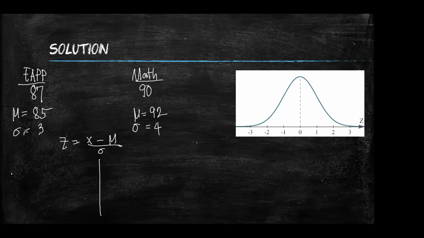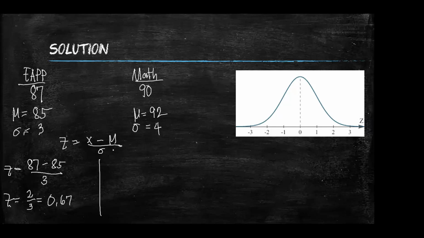Ayan. So English natin is, ayan. X natin ay 87 kasi yun yung grade natin, yung raw score being tested. So 87 minus our mu which is 85 over sigma which is 3. So 87 minus 85. So that is 2 over 3. So that is 2/3 for our z-score, or katulad na sinabi ko kanina, decimal, and round off to the nearest 2 decimal places or to the hundredths place. So that is 0.67. Ayan. So ito yung z-score.